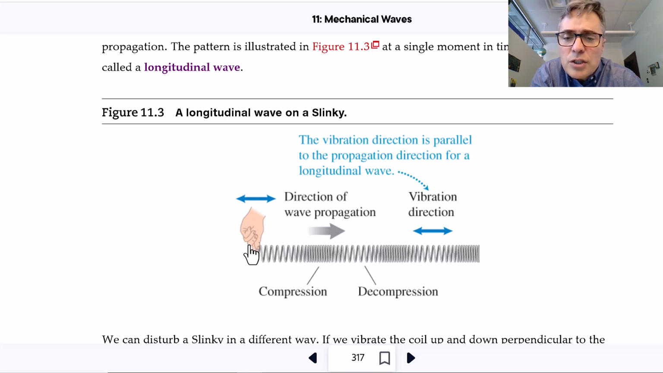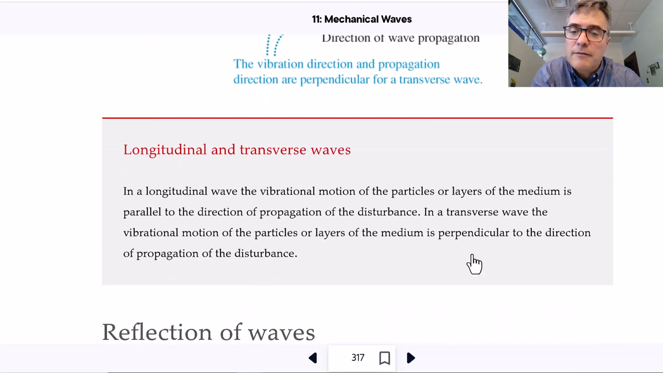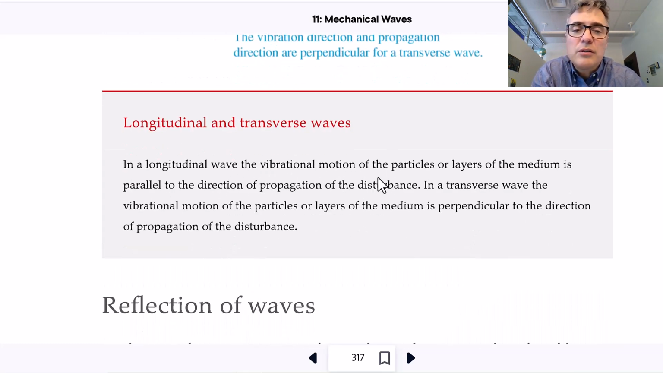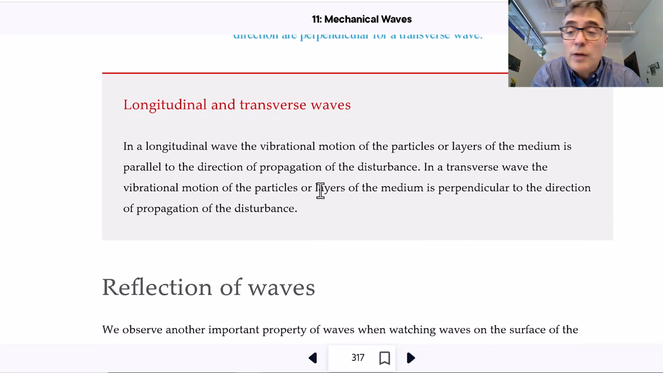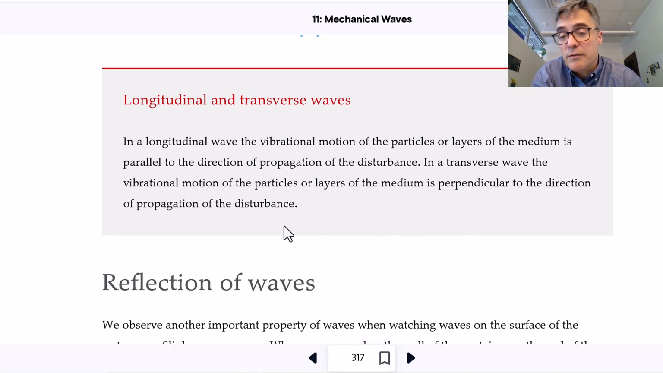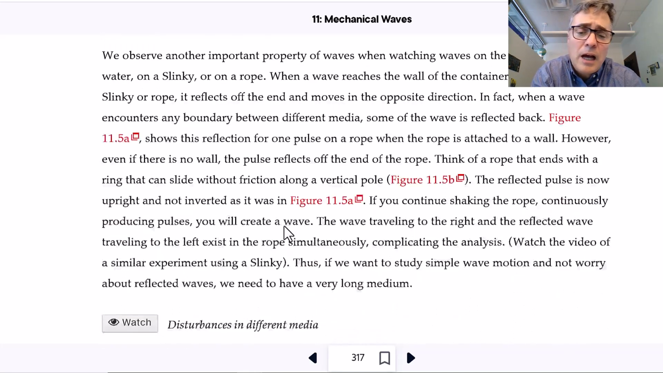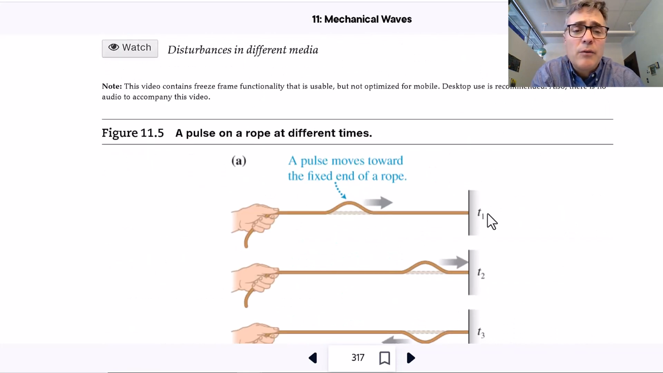So you can shake or vibrate a slinky, for example, along its length, and then there can be these waves of compression and decompression that move along the slinky, and that's called a longitudinal wave. So basically, a longitudinal wave is one in which the vibrational motion of the particles is parallel to the direction of the propagation of the disturbance, and in a transverse wave, the vibrational motion is perpendicular to the direction of the propagation of the disturbance.